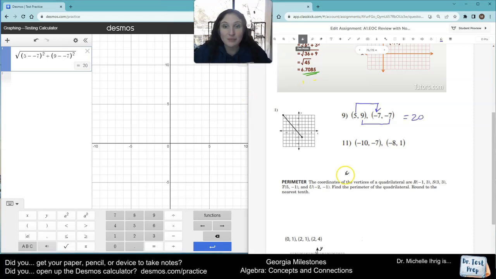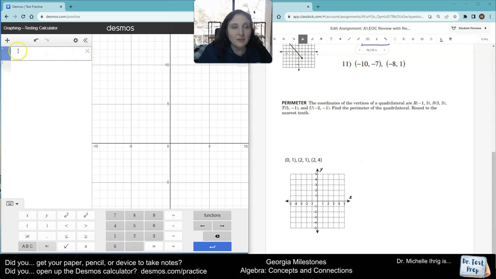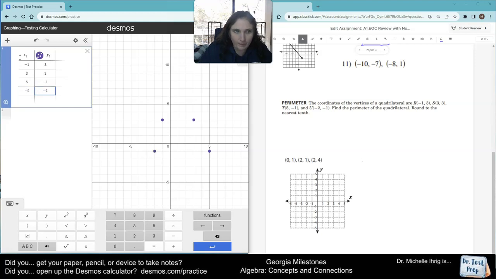Now, they're not going to be that nice. They're going to give you things like perimeter. So I'm not going to do this longer problem here. Actually, I'll be nice. Let's do the longer problem. What we're going to do is open up a table just so that we can graph it. So we've got negative 1, 3, 3, 3, 5, negative 1, and negative 2, negative 1. Let's just make sure: negative 1, 3, 3, 3, 5, negative 1, negative 2, negative 1.